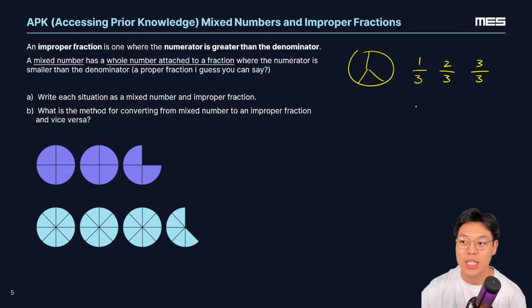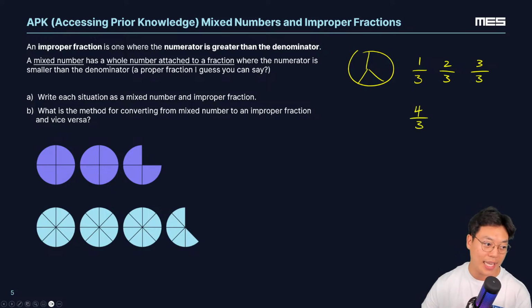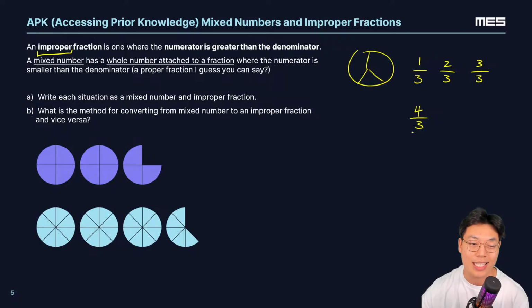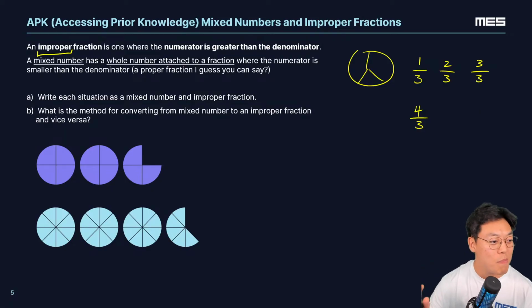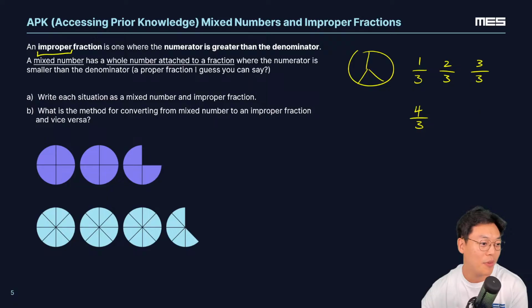Now, what if someone said, I want 4/3 of that cake? Now, that would be considered improper. That's why we call it an improper fraction, where the numerator is greater than the denominator. So in the chat, give me an example of an improper fraction where the numerator is greater than the denominator. If you're not familiar with this lingo, numerator means the number on the top of the fraction, and denominator stands for the number at the bottom of the fraction.